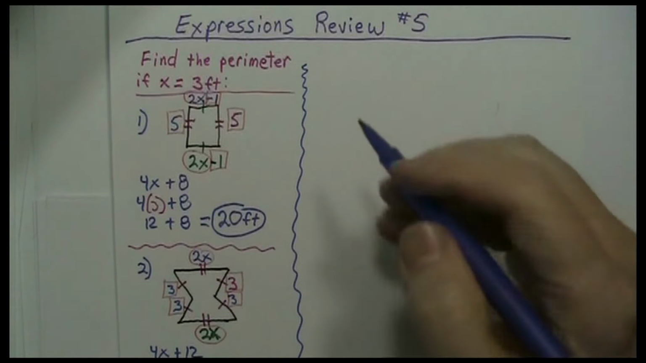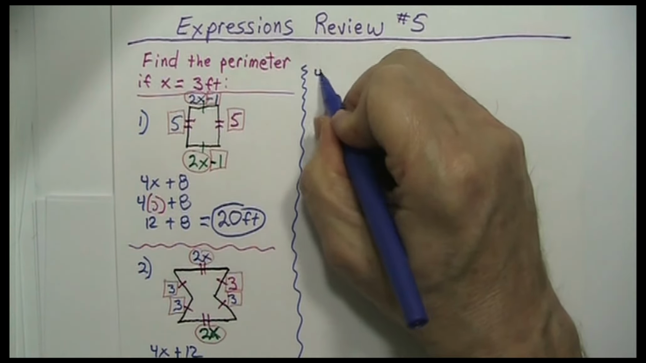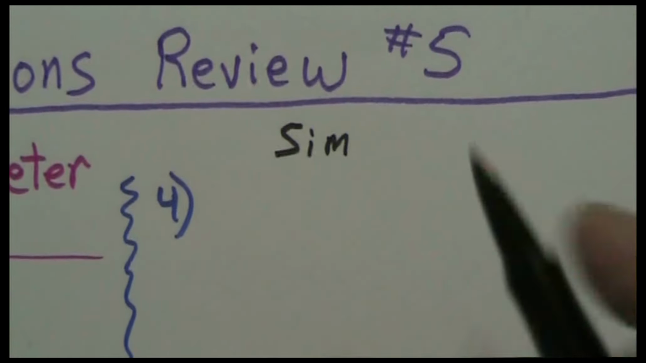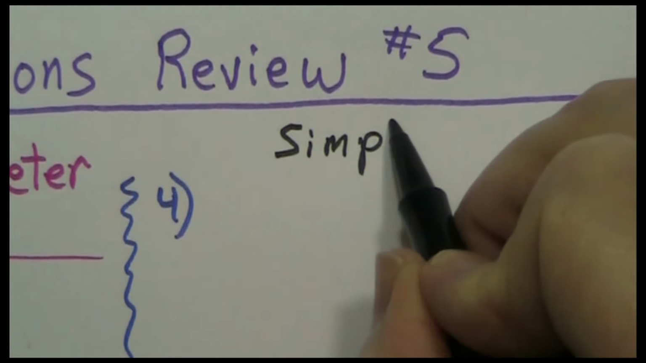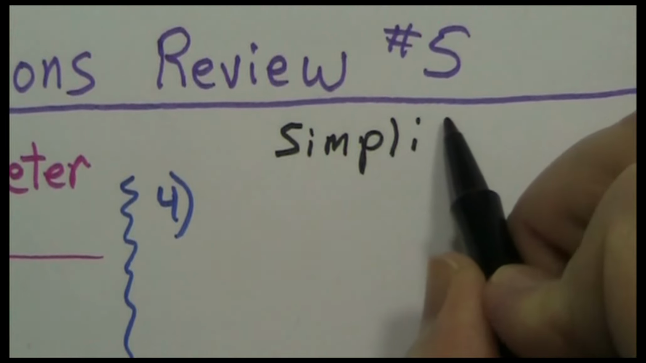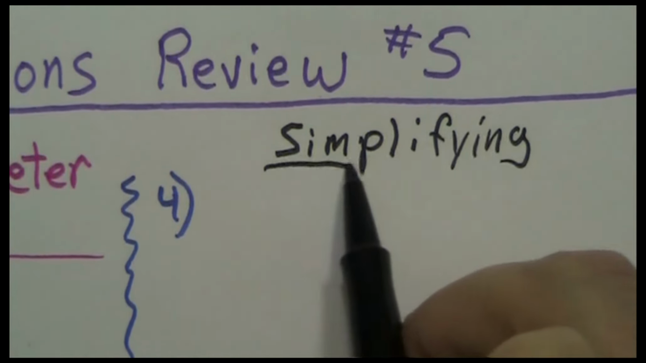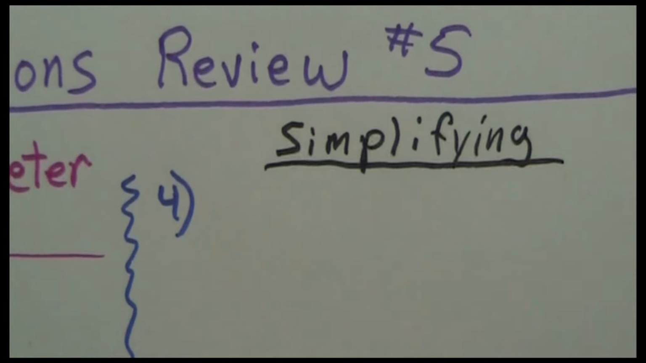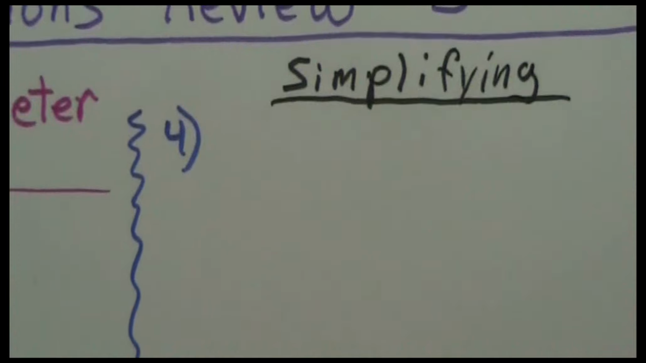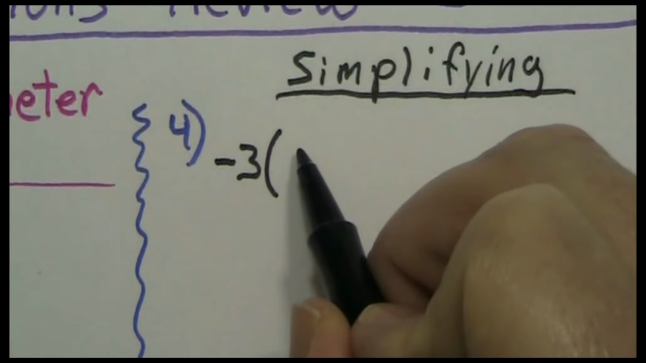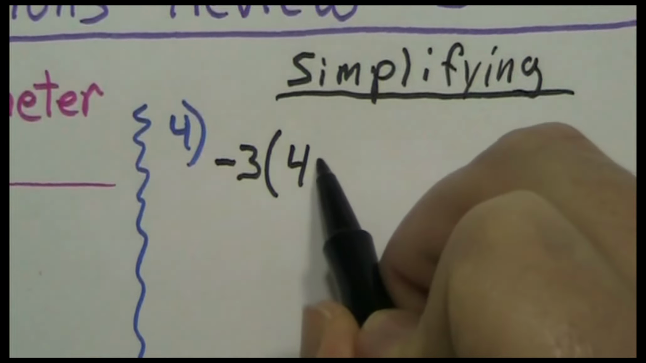All right, so now let's go on to number 4. And what we're doing is we're simplifying. I always think I'm misspelling it whenever I do this. Simplifying. These are kind of long expressions. So they're a little long. They're like 2 parts.